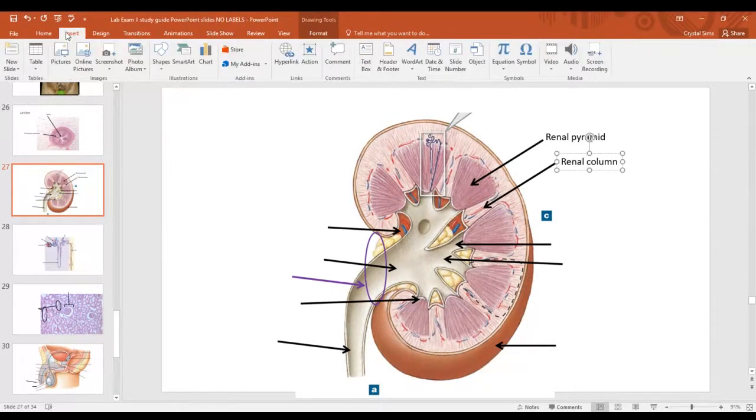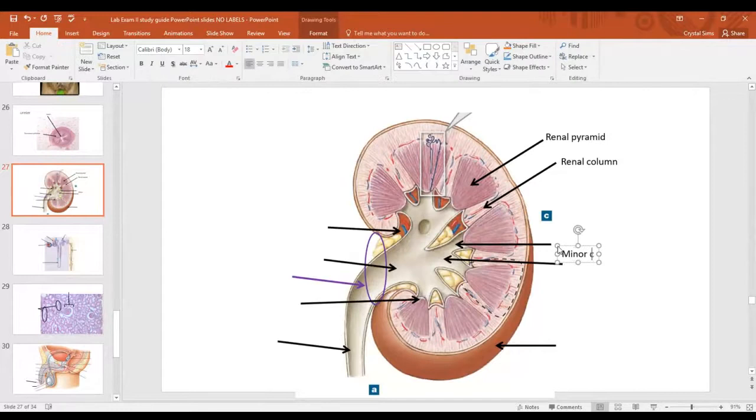All right, so now we're going to go to the next one, and we're going to look at the kidney. On your test, this particular image of the kidney, where you've got this frontal section of the kidney, is matching. So this one is going to be matching on your test.